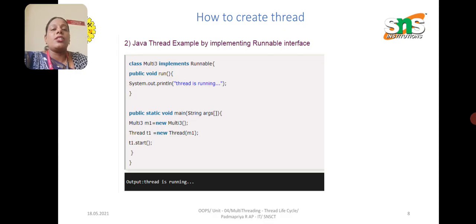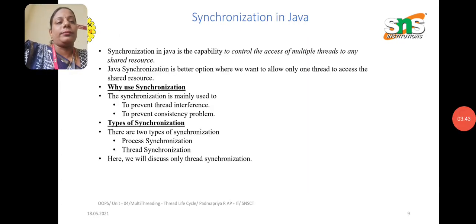This is the Java thread example by implementing the Runnable interface. When we use an interface, we have to use the word implements. Public void run prints that the thread is running. Then Multi3 m1 = new Multi3(), and Thread t1 = new Thread(m1), and t1.start() starts thread 1.